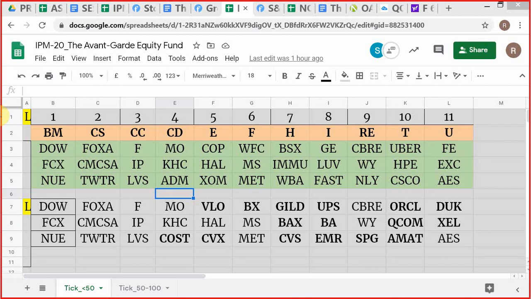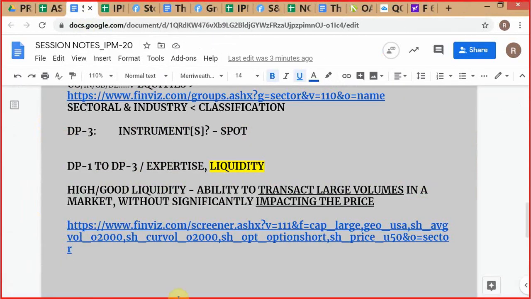Yes, Siddharth. My question was that when we're talking about liquidity in the markets, does it mean that there will be a less bid-ask spread, and does it mean that the volatility of the prices of the stocks will also be less?